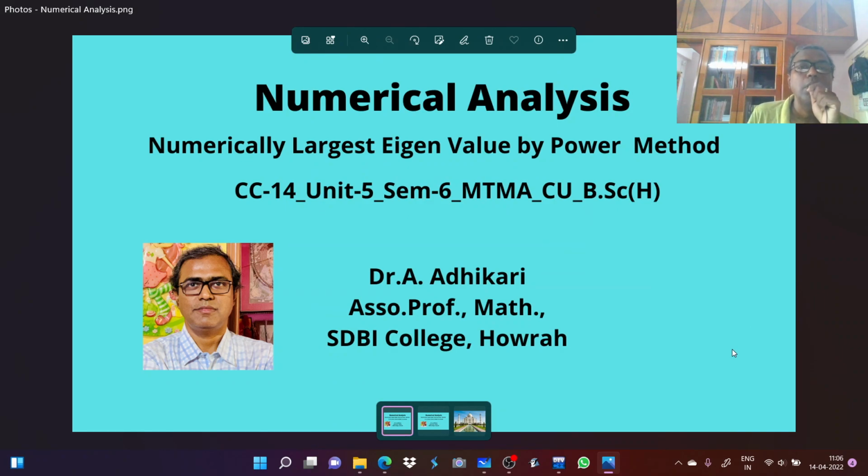Today we discuss the largest eigenvalue problem. Actually, largest eigenvalue here means the numerically largest eigenvalue, found by the power method. And lastly, we discuss the computer C programming for this power method to find the largest eigenvalue of a square matrix.